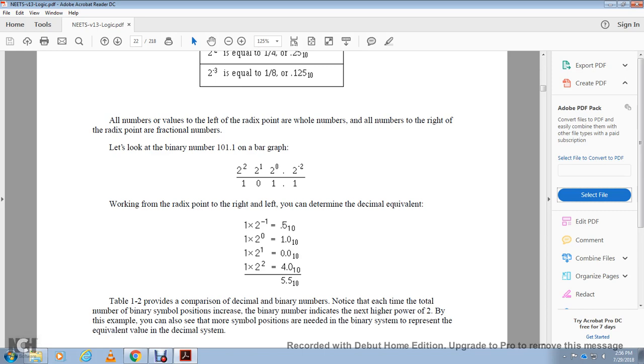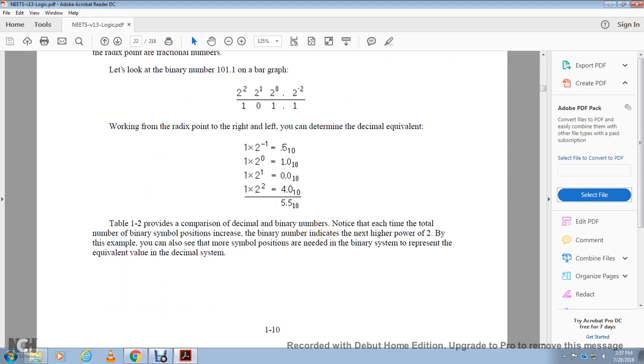Table 1 provides a comparison of decimal and binary numbers. Notice that each time the total number of binary symbols in the position increases, the binary number indicates the next higher power of 2. By example, you can also see the simpler positional need of the binary system represented by the equivalent value in the decimal system.